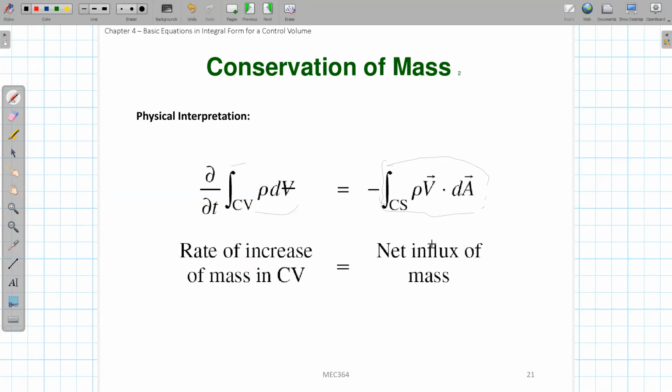So physically this makes the whole equation meaningful, right? The increase of the mass inside the control volume is equal to how much mass flows into this control volume. So the left hand side is the rate of increase of mass in the control volume if it is larger than 0. And if the right hand side is larger than 0, that means there is a net influx of mass. So this is the mass conservation equation, and this is its physical meaning under the control volume.